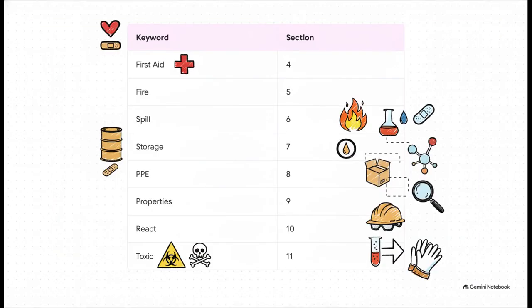So how do we actually hack the test? You build a mental memory chain that links specific, real-world keywords directly to their section numbers. 4 is aid, 5 is fire, 6 is spill, 7 is store, 8 is protect, 9 is properties, 10 is react, 11 is toxic. So if you ever see the keyword PPE in a question, your brain should immediately, automatically lock on to Section 8.